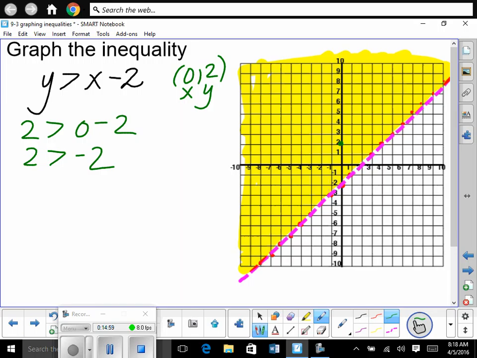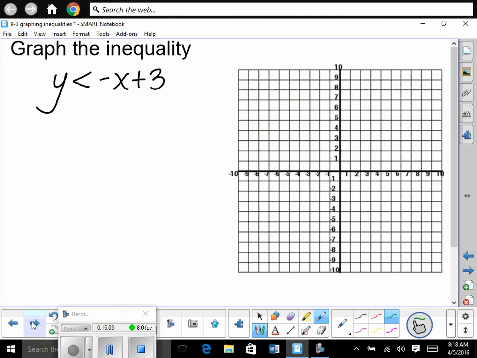Do you guys all understand what we're finding? Awesome. Okay, next one, graph this inequality. Y value is less than negative x plus 3. So our y-intercept is 3. We're graphing a line again. It's not always going to be a line, though. It's the same idea, though. So we're going up 3, and then we have a slope of negative 1.